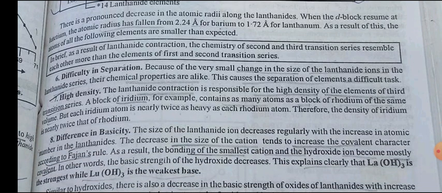Difficulty in separation. Because of the very small change in the size of the lanthanide ions in the lanthanide series, their chemical properties are alike. This causes the separation of the elements to be a difficult task.